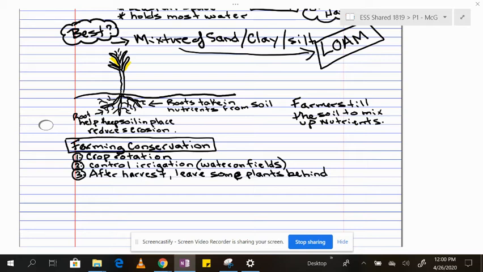But if we allow part of those plants to rot and die, and then we till all those nutrients back into the soil, what is being taken out of the soil can then be put back into the soil when those plants are left behind to decay.